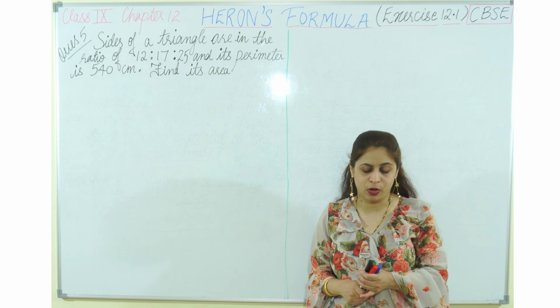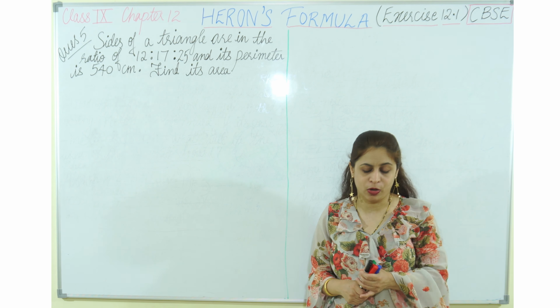So let the first side be 12x, let the second side be 17x, and let the third side be 25x.